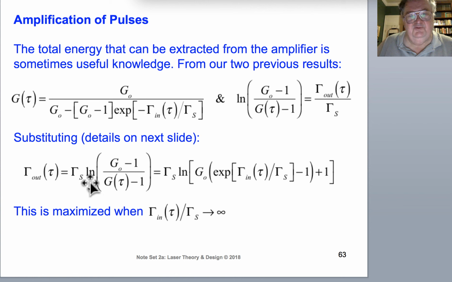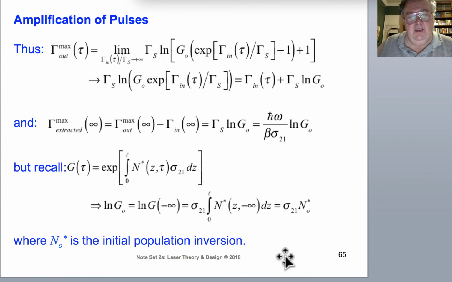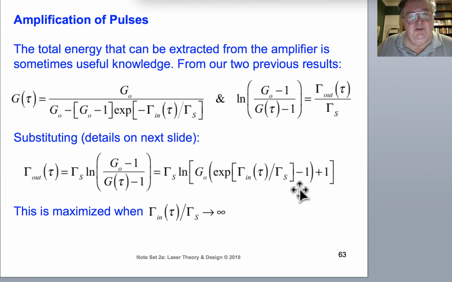This easily becomes this, and I substitute this expression for the gain in here and simplify. I have the steps for you there. I do what I said: take this expression for the gain, substitute in here, do some algebra, and the answer you get is this.